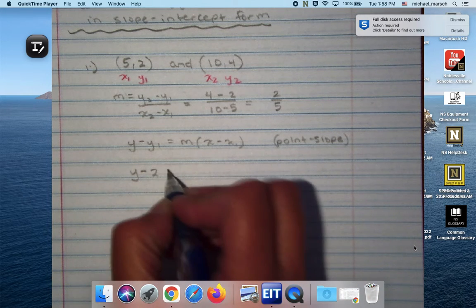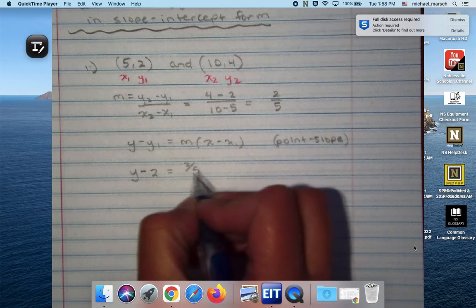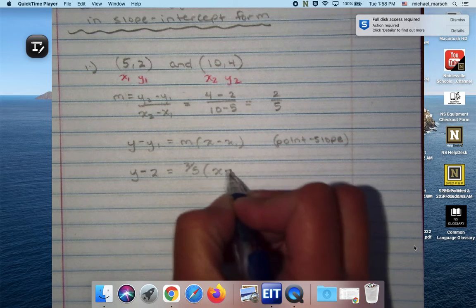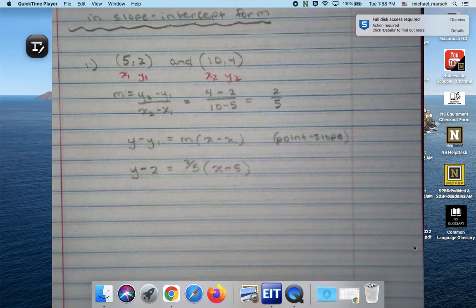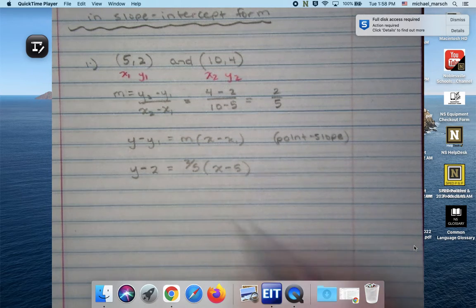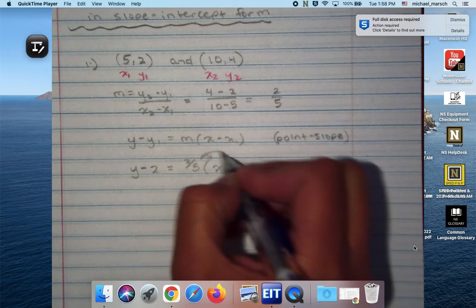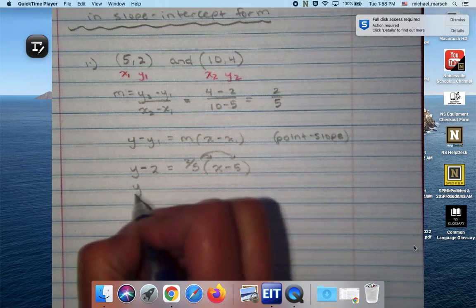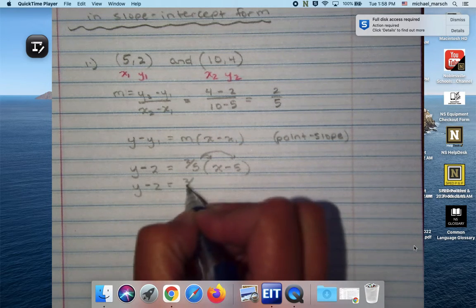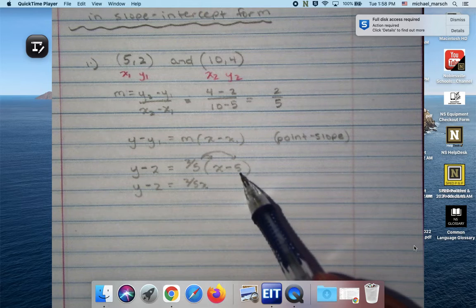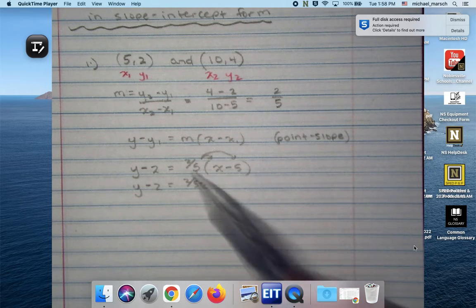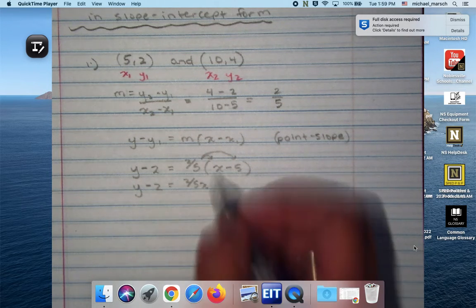So I'm going to do y minus y1. So y minus 2 equals 2/5 times x minus 5. Right? And now we distribute. y minus 2 equals 2/5 x. And then we have to figure out, well, what's 2/5 of 5? So 2/5, 2 times 5 is 10, divided by 5 is 2.